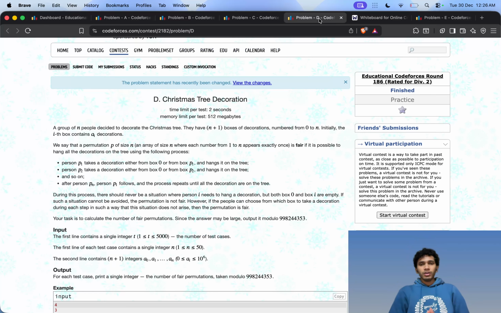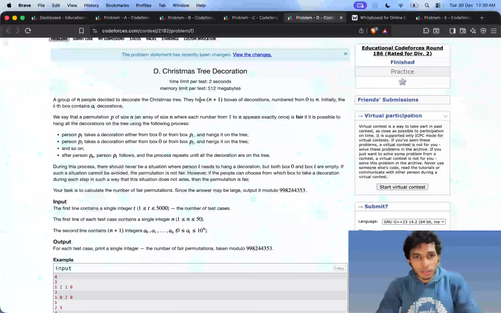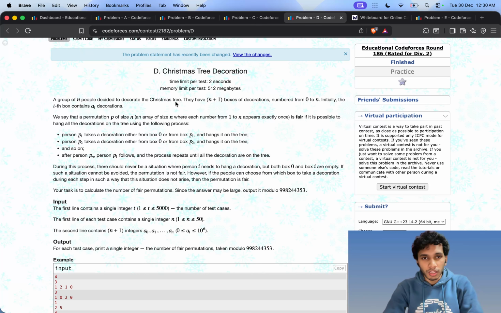Now let's move forward to the D problem of today, which is Christmas tree decoration. So let's move to the next problem, which is Christmas tree decoration. A group of n people decided to decorate the Christmas tree. They have n plus 1 boxes of decoration numbered from 0 to n. Initially, the ith box contains Ai decorations.